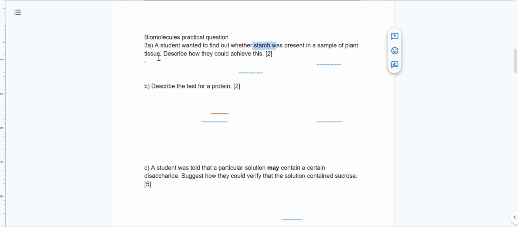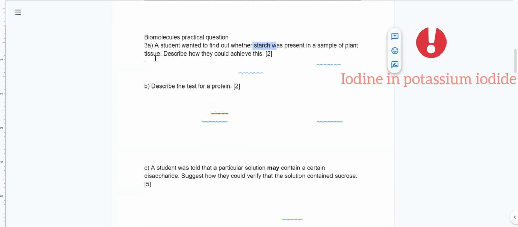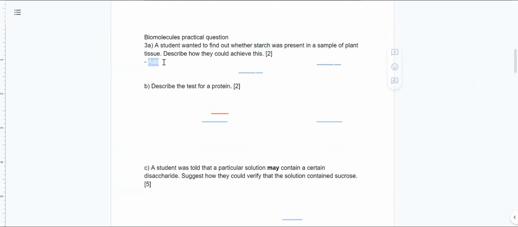You need to know that iodine is used to test for starch. But here's the part where many students make a mistake, because they often say that, oh, you just add iodine to the plant tissue, and if the plant tissue turns blue-black, then starch is present. So this answer is problematic because in reality, the food test for starch doesn't just use pure iodine. It uses iodine specifically in potassium iodide solution. So it is compulsory that you mention this in your answer. Iodine in potassium iodide solution.